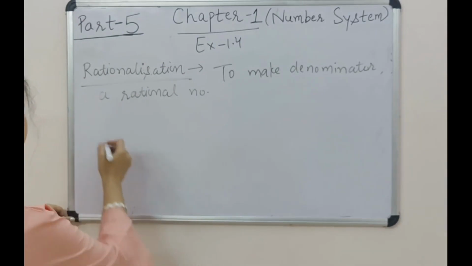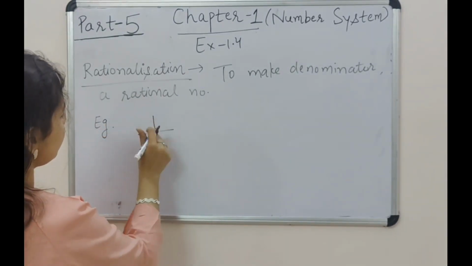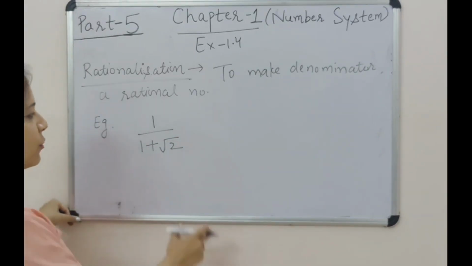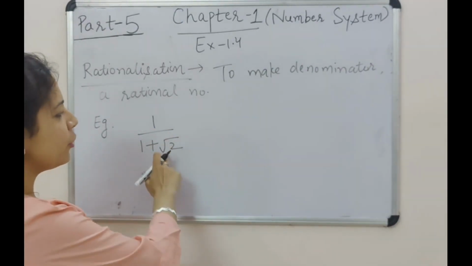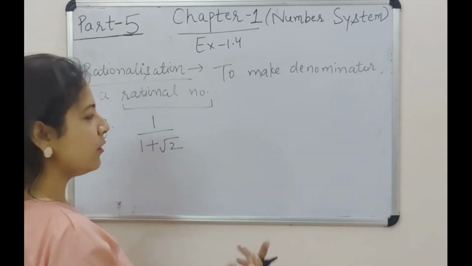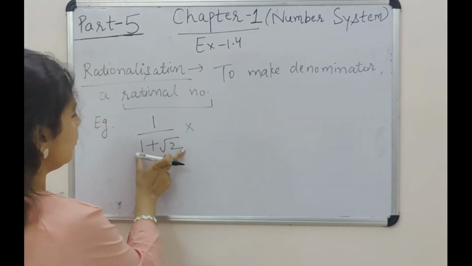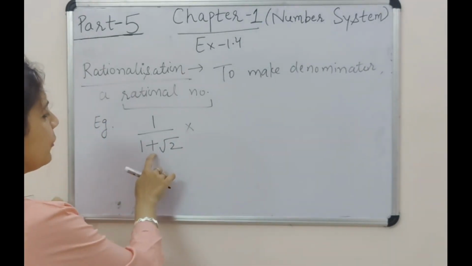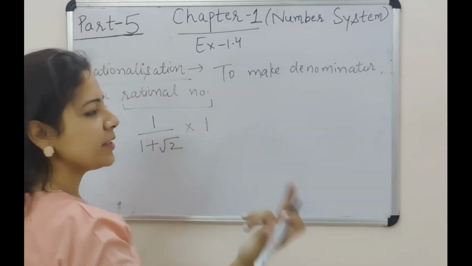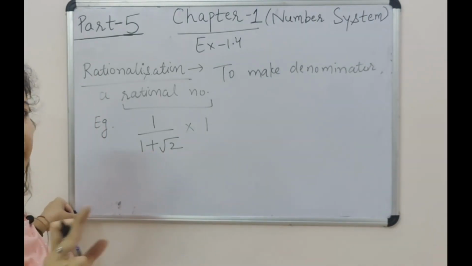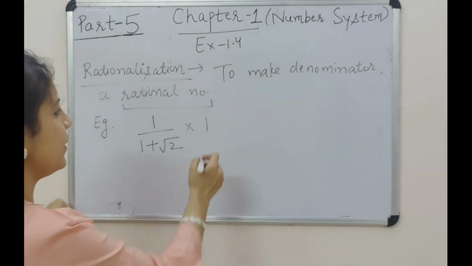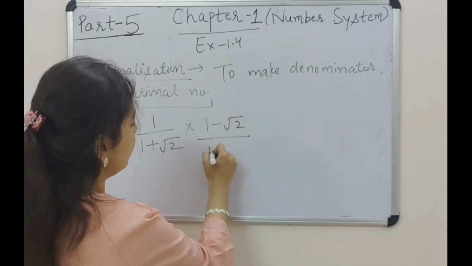So let's consider an example. I have 1 upon 1 plus root 2. We know clearly root 2 is an irrational number. So I want to make my denominator free of square root, basically a rational number. So what is the process now? Let's understand this. You need to pick up the same expression and observe its sign. Suppose we have plus over here. You will take the opposite sign. Whenever there is plus, you will take minus, and vice versa. So now if I have addition sign over here, it's plus, so I will take the opposite sign.